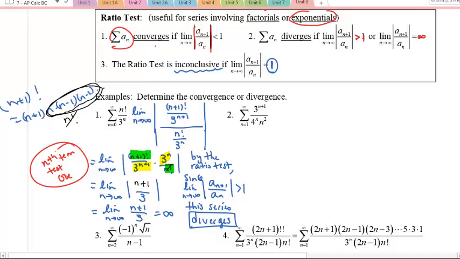All right, numero 2. So the limit as n approaches infinity once again. Notice why I'm using the ratio test here. Powers.